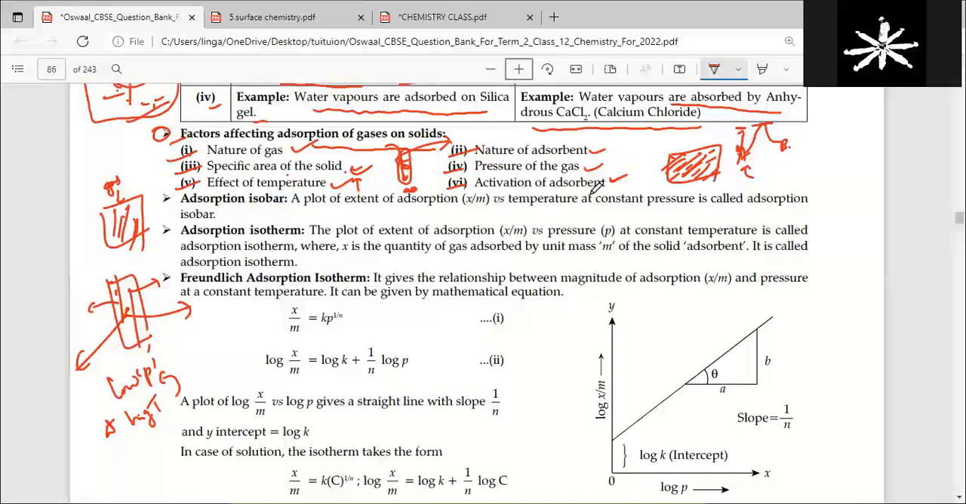Here, activation of adsorbent. Some molecules, for example carbon powder. Normally this carbon powder can adsorb some color components in the liquid. But if you activate this carbon, it can adsorb more efficiently, almost double the activity. Then what is that activated carbon? Activated charcoal, you will say in chemistry. What is that activated charcoal?